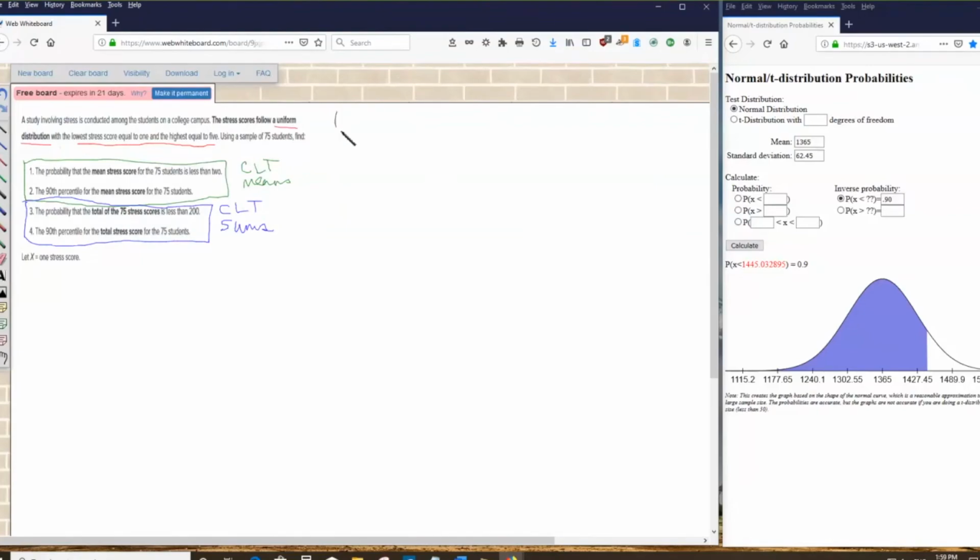So if you recall from Module 5, uniform distribution, our formula is going to be X is uniform from A to B, and our mean is going to be A plus B over 2, and our standard deviation is going to be the square root of B minus A squared divided by 12.